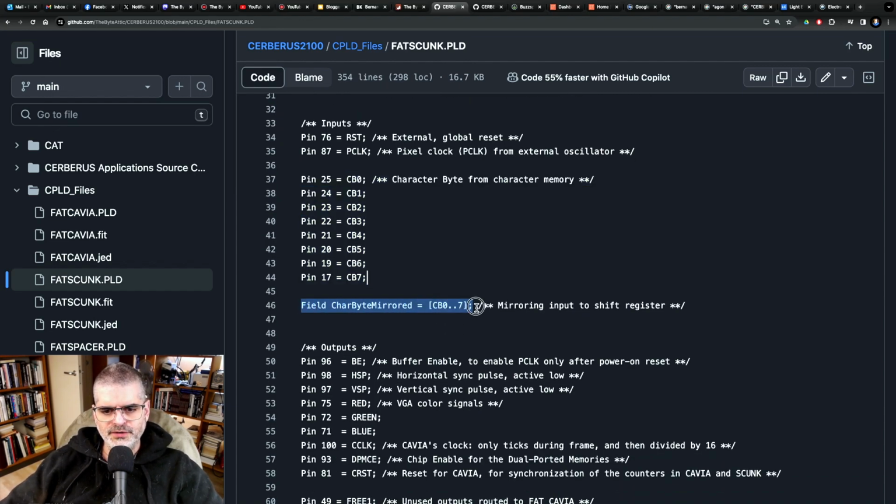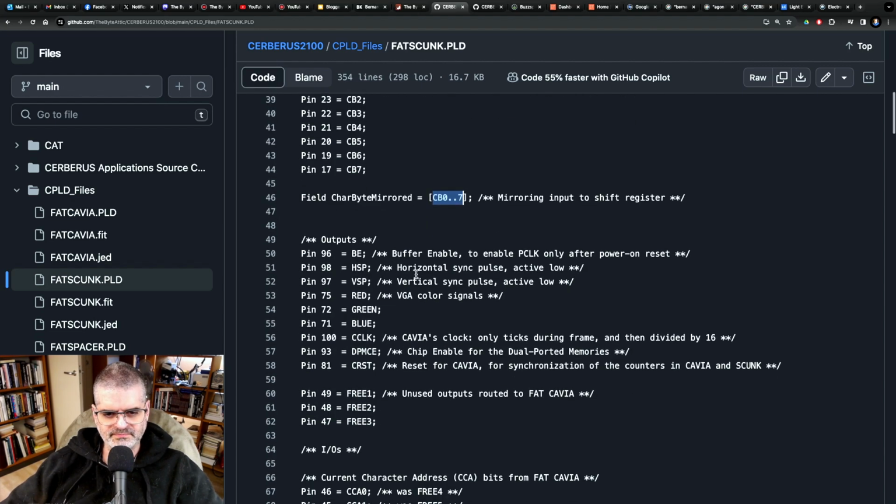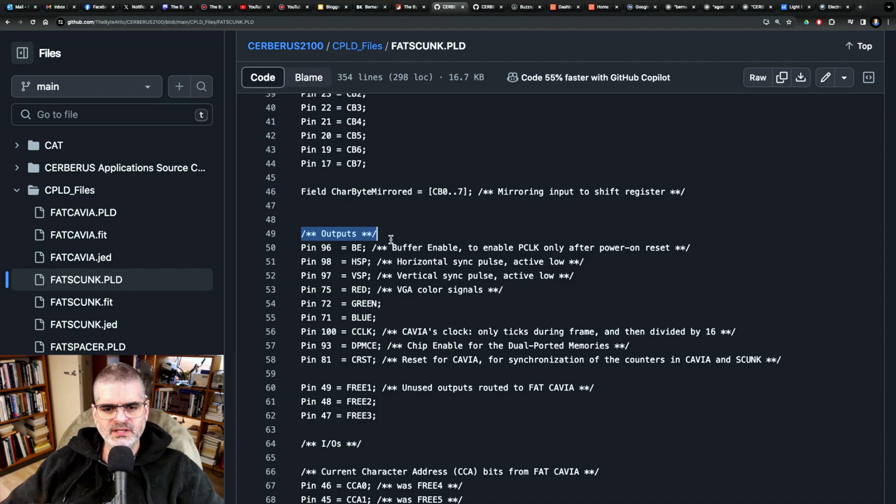Now I define a field here in which I just swap the order around, and this is just because of the way the shift register is implemented within Skunk. We have to swap the order around, and the field clause in CUPL is a very easy way to order it in a mirrored way and solve the problem. Now these are the output pins.